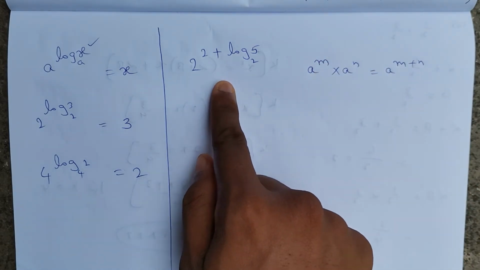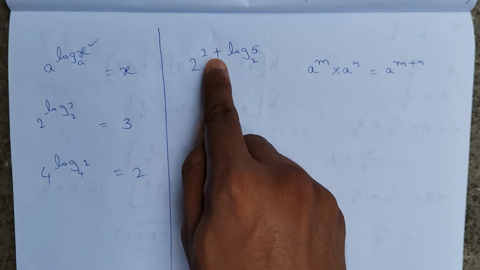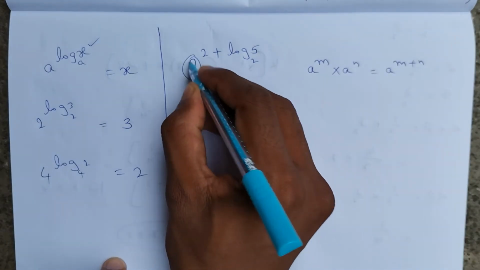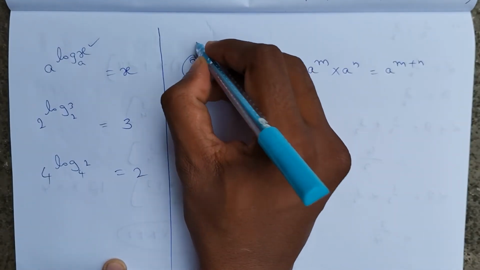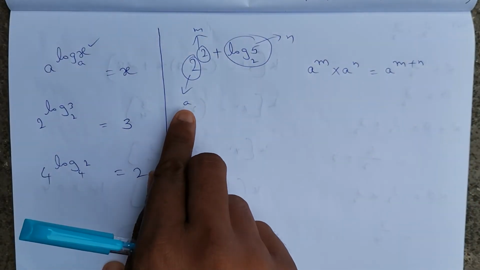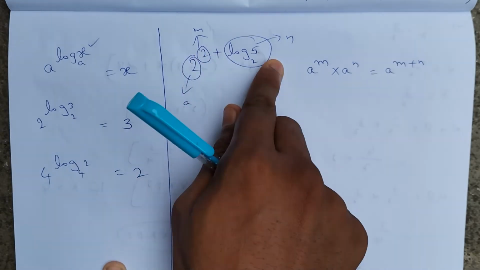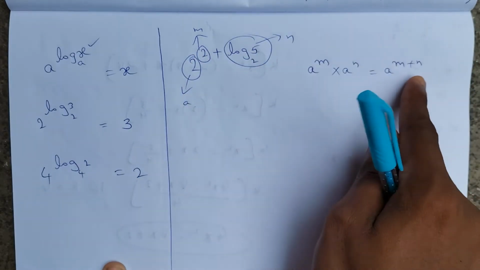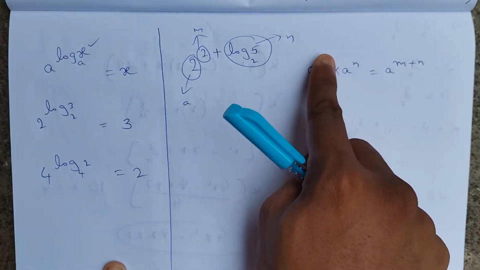Now the question is in the form of a power m plus n. This is a, this is m, this is n. So it is in the form of a power m plus n. If a power m plus n is written in reverse, it will come in the form of a power m into a power n.